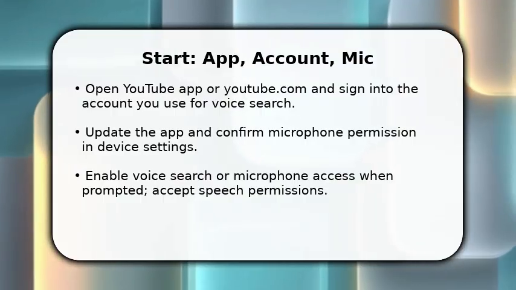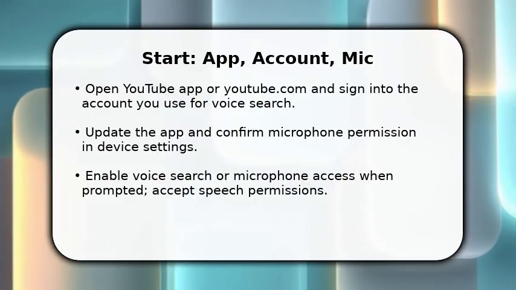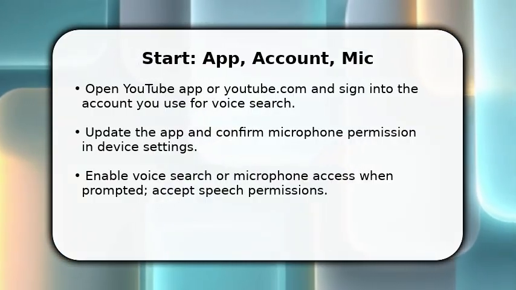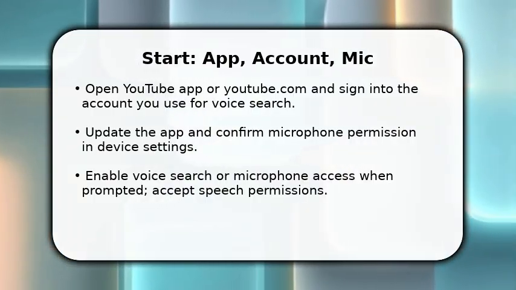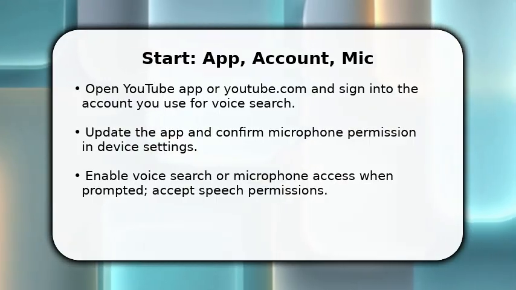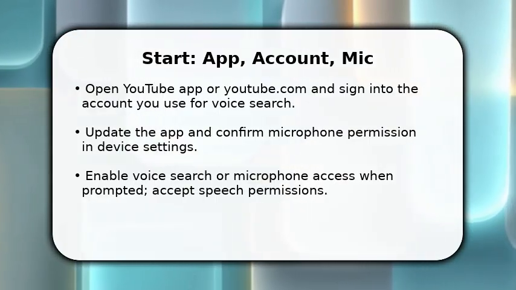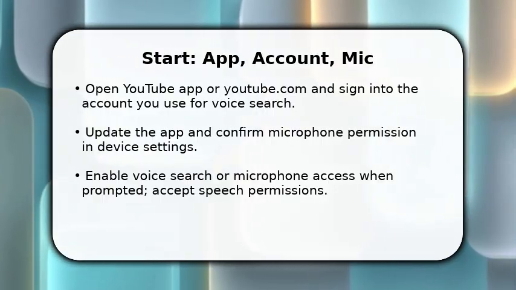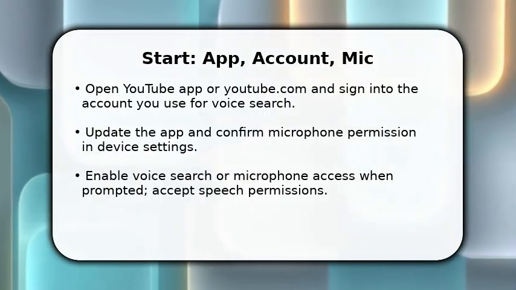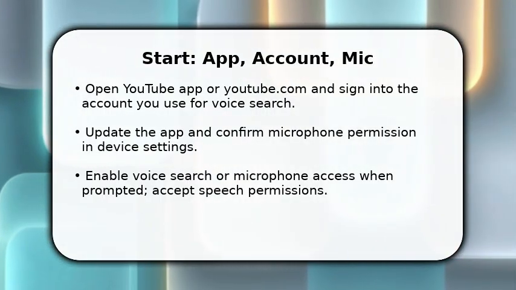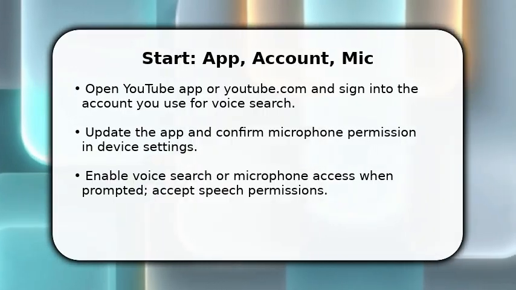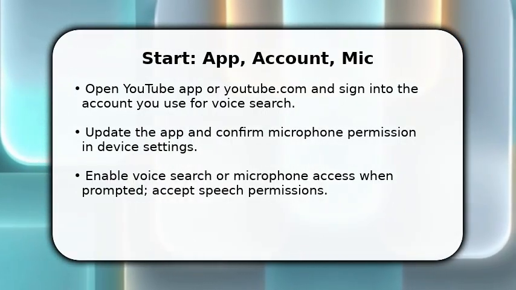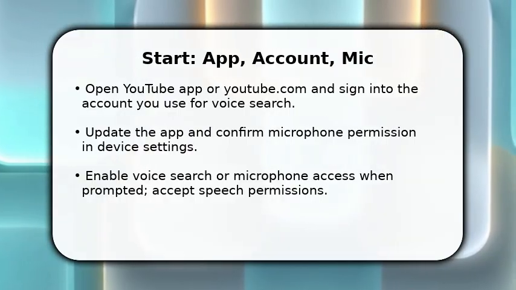You start by making sure you're in the right place. YouTube signed into the account you use for voice queries. Once done, update the app so settings match the current interface and grant microphone permission in your device settings. Make sure voice search is allowed when YouTube asks. This unlocks the microphone button. Don't waste time on basics. Confirm those 3 items now so the language change you make next will apply correctly to voice input.